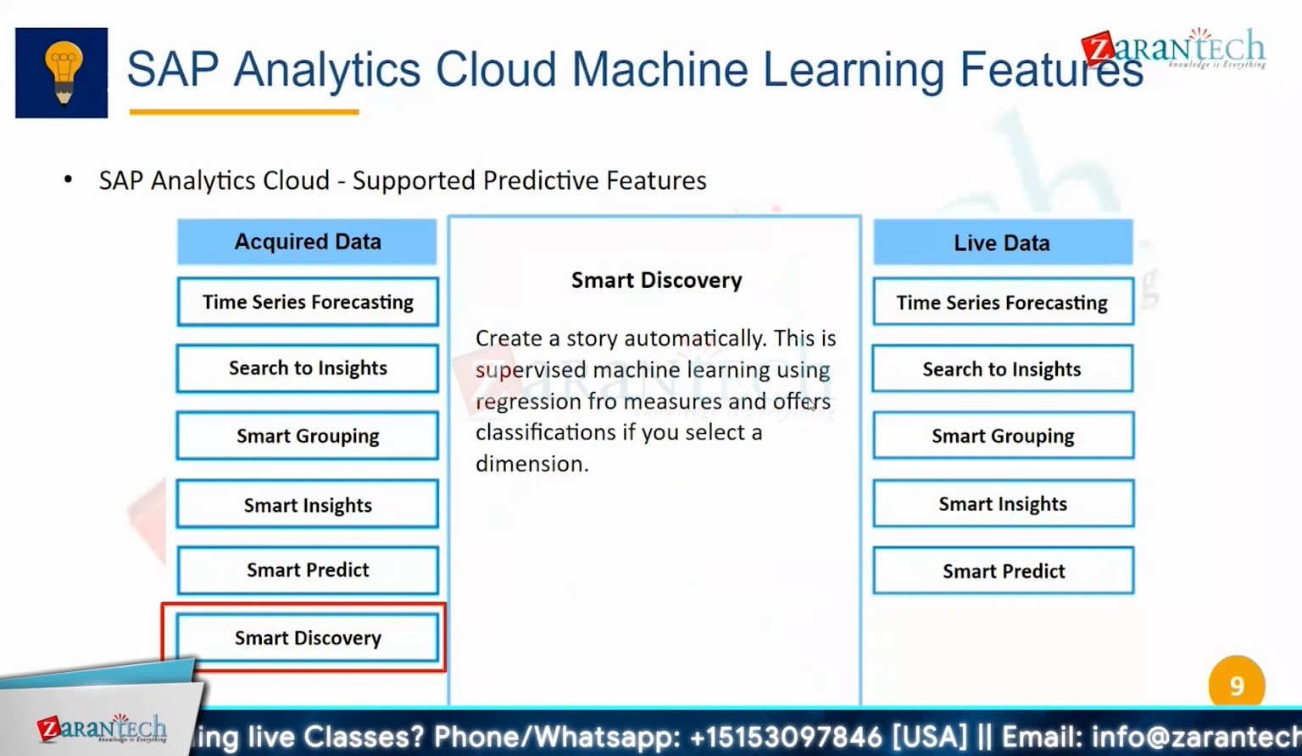Then smart discovery. So you have a scenario when there are people who are not familiar with creation of charts. So you can use the smart discovery. You can create a story on the go automatically. The system will use its own machine learning and regression algorithms and try to predict what is useful. So once you select the data source, the system will generate a story for you. We will also see that in the demo. So that is with respect to acquired data. These are the options available.